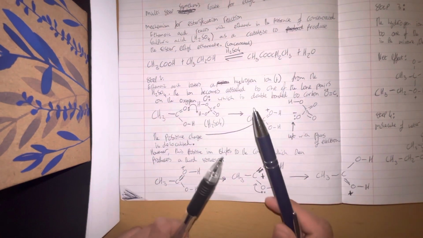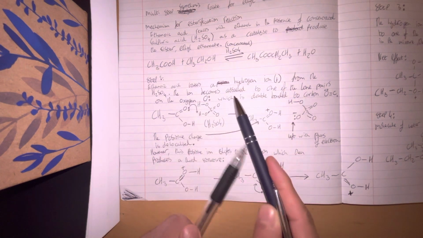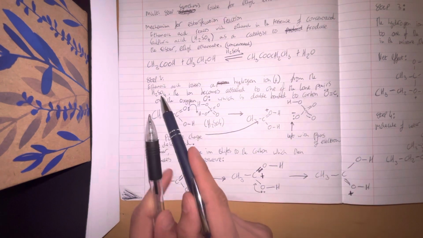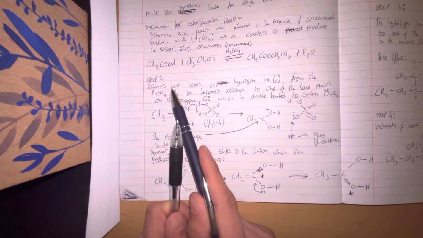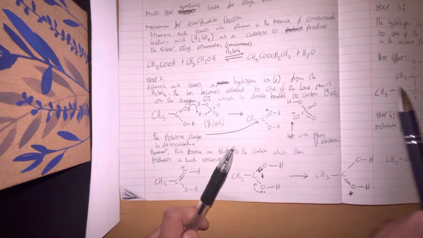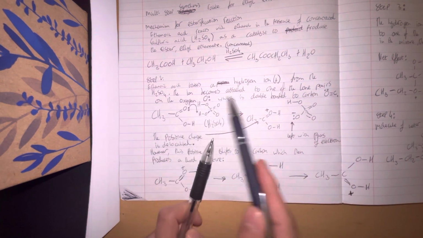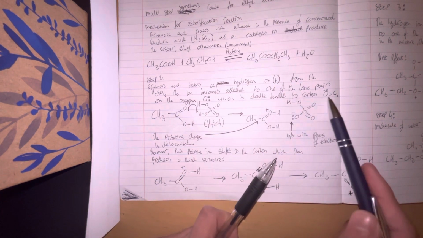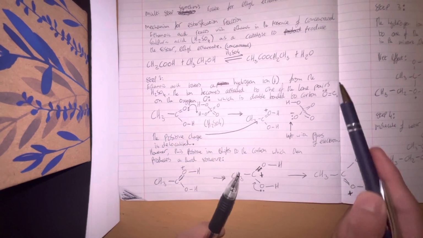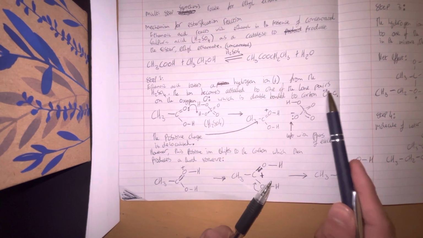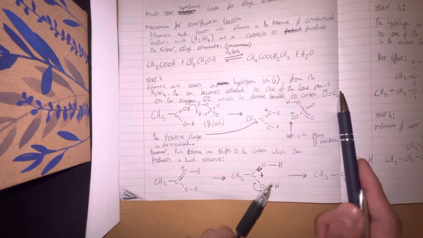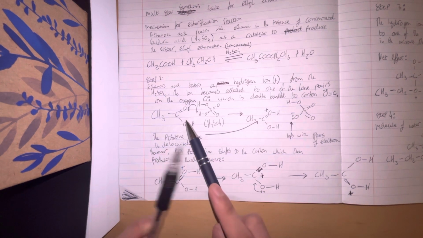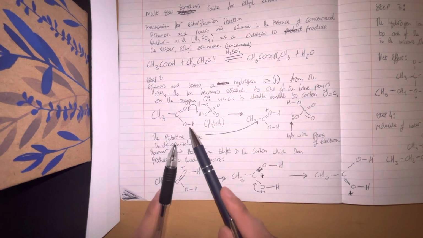It's step 1. Ethanoic acid takes a hydrogen ion, which is positive, it's a proton, from the H2SO4, sulfuric acid. The ion becomes attached to one of the lone pairs on the oxygen, which has 2 lone pairs of electrons and is double bonded to the carbon. So this is what the structure and the formula look like.